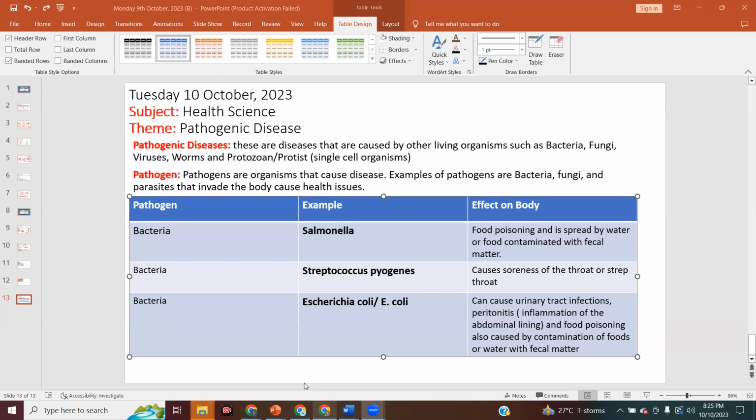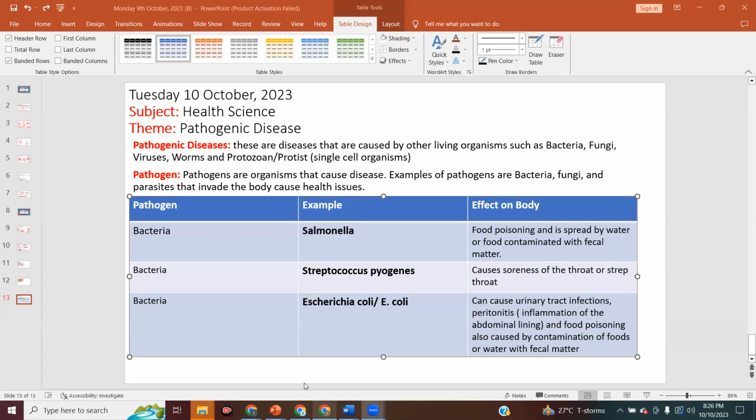Okay, bacteria. Good. So pathogenic diseases, are they a good thing for the body or a bad thing? Very good, they're bad. Would you like to have pathogenic diseases? No, sir. No? Okay. Kema, what are pathogenic diseases? These are diseases that are caused by other living organisms. Good.